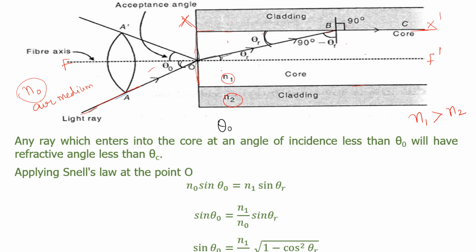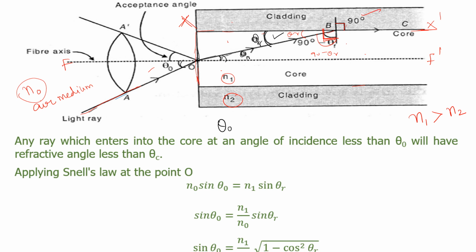Here, if this is theta r, the alternate angles are the same. Therefore, this is also theta r. Now, look at this point. It is 90 degrees. If this is theta r, the remaining portion will be 90 minus theta r. Then it travels along the interface. Then the angle of refraction here in the cladding medium is 90 degrees.